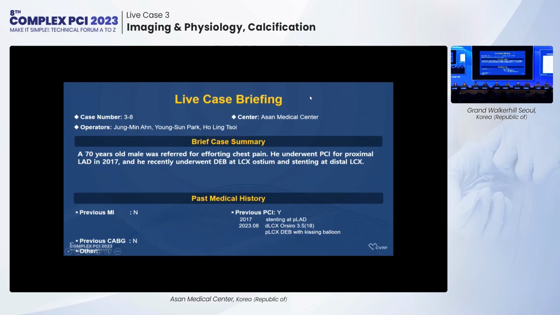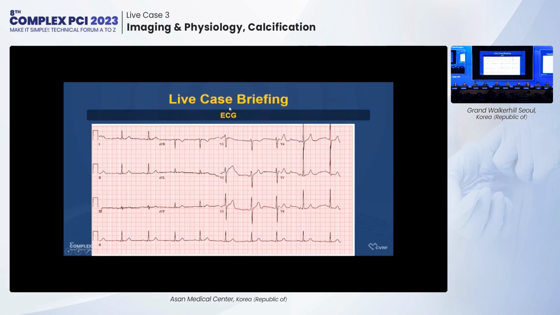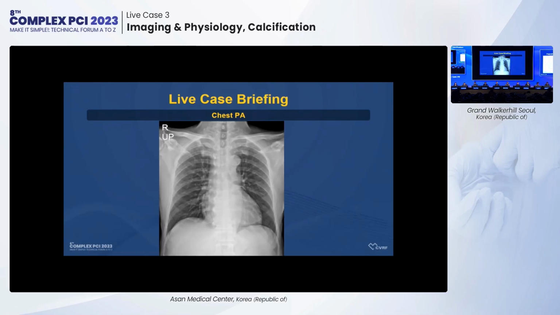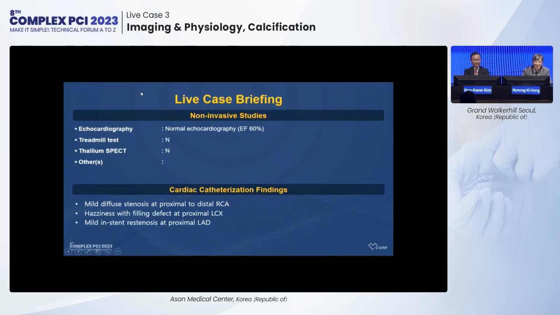Even after PCI at the left circumflex, his symptoms didn't improve. He had diabetes, hypertension, and hyperlipidemia, and he was a non-smoker. His clinical presentation was stable angina, functional class 2. His ECG showed normal sinus rhythm, and there's no ST abnormality. On chest X-ray, there's no cardiomegaly. And his echocardiography showed a normal ejection fraction of 60%.